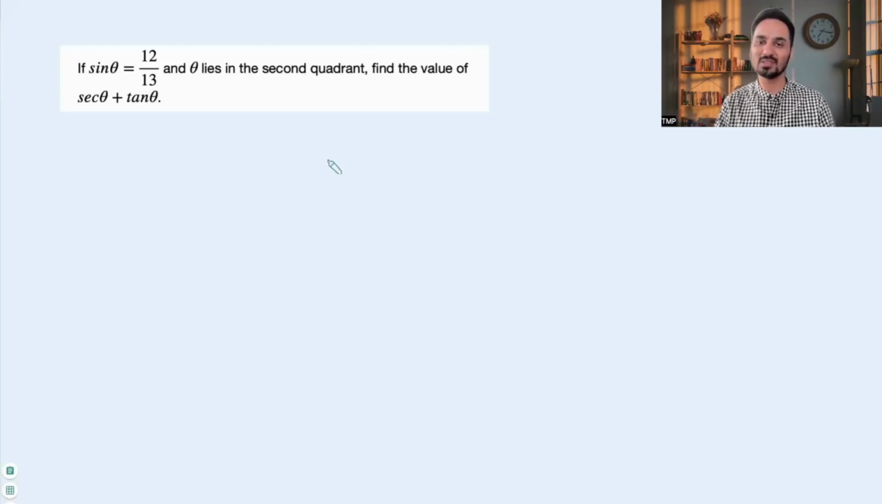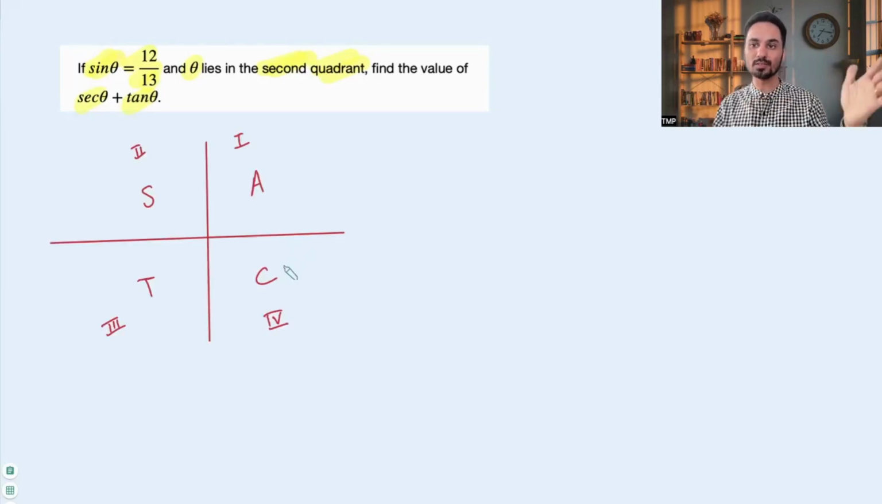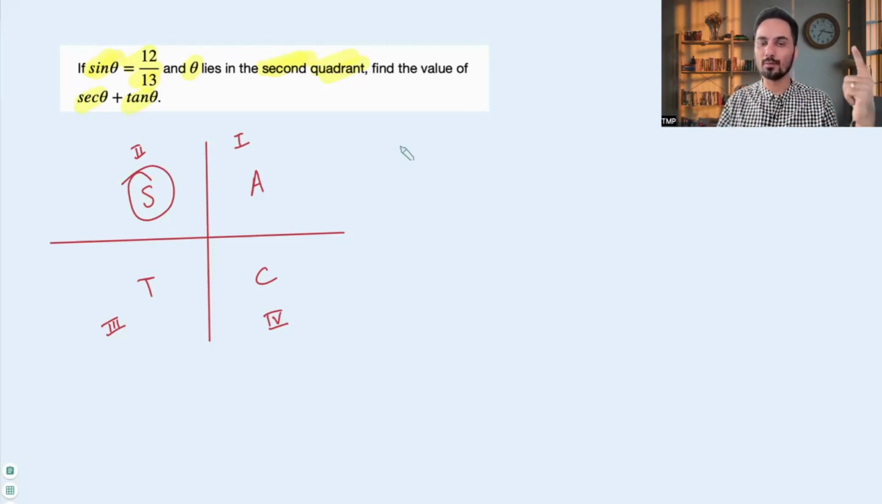All right, now let's use what we have learned so far. In this question, it is given that sine theta equals 12 over 13 and theta lies in the second quadrant. Find the value of sec theta plus tan theta. The first thing that we'll do is write the acronym After School To Cinema in anti-clockwise direction in all the quadrants. So we get that in second quadrant, you have sine and its reciprocal as positive, and all other trig ratios are negative. And we are given the value of sine theta. So sine theta equals 12 over 13.